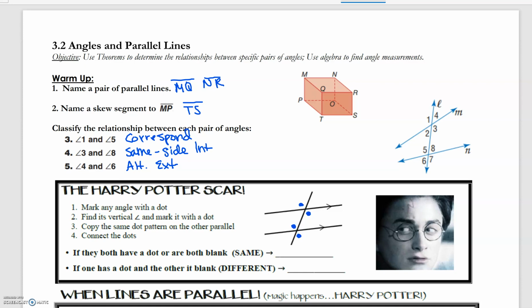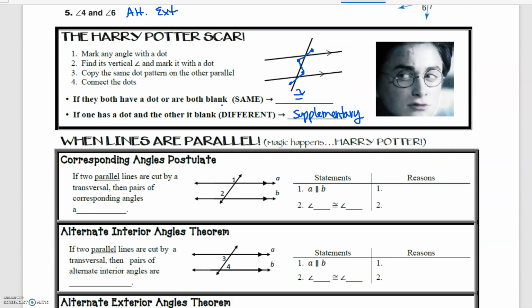So you can do it the other way if you marked this dot and then its vertical and then copied it down here. There's the scar. So if they both have a dot or are both blank, they are the same. Okay, so they're congruent or equal. If one has a dot and the other one doesn't, then they're supplementary. They add up to 180.